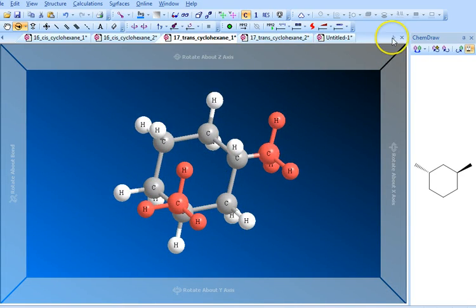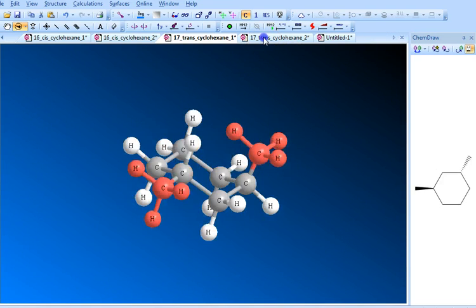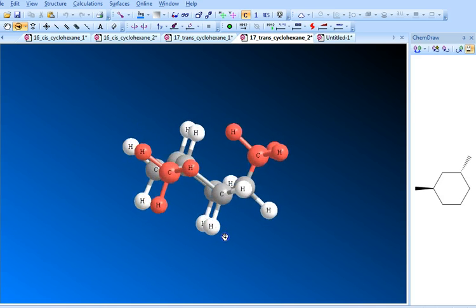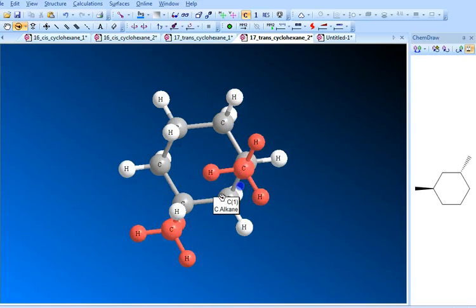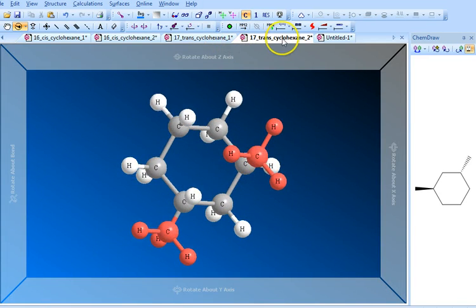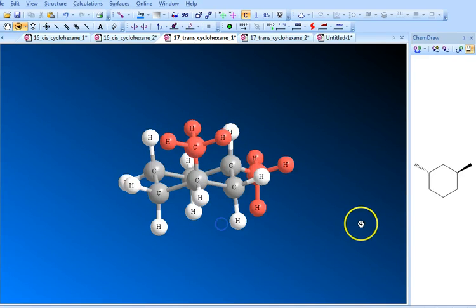Okay, I think that is it from my end. Same thing here. This is trans cyclohexane. This is also trans cyclohexane. Okay, any questions?